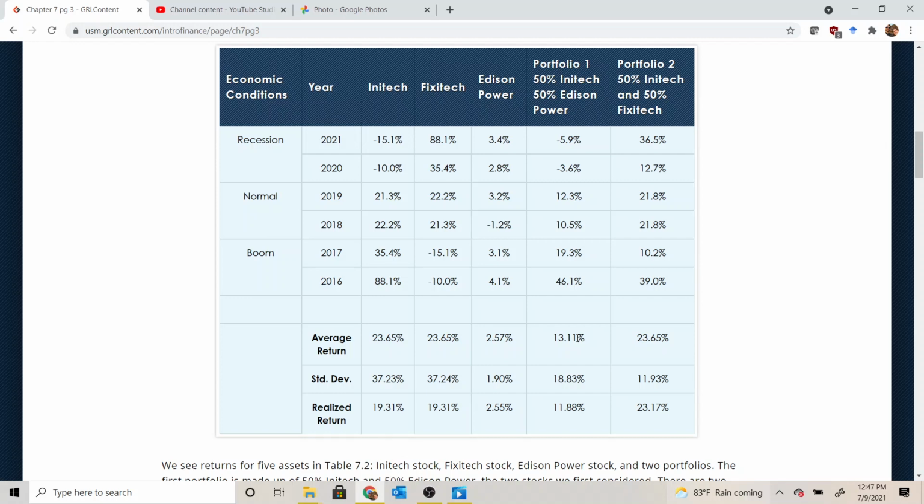More I want to talk about what's going to happen with the returns and the risk when we look at a second portfolio. This is where things get really cool. In portfolio 2, we're going to take 50% Initech again, so half of our money is going to be Initech, and then half of our money is going to be in Fixitech. Okay? And we do the same calculations. We calculate the return on the portfolio, which is just a weighted average of the individual asset returns. In this case, say, for example, in 2021, we would take 0.5, so 50% weight, 0.5 times the 15.1% return in Initech, plus 0.5 times the 88.1% return in Fixitech, add those two together, and we'll get a portfolio return, which is an average of those two, of 36.5%.